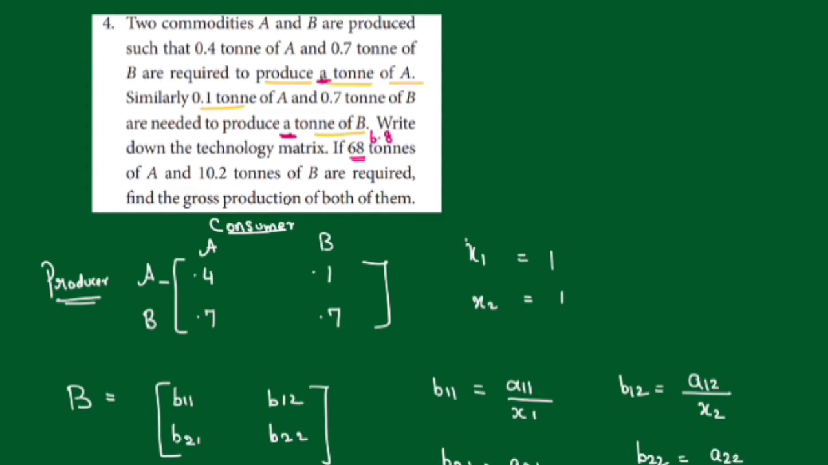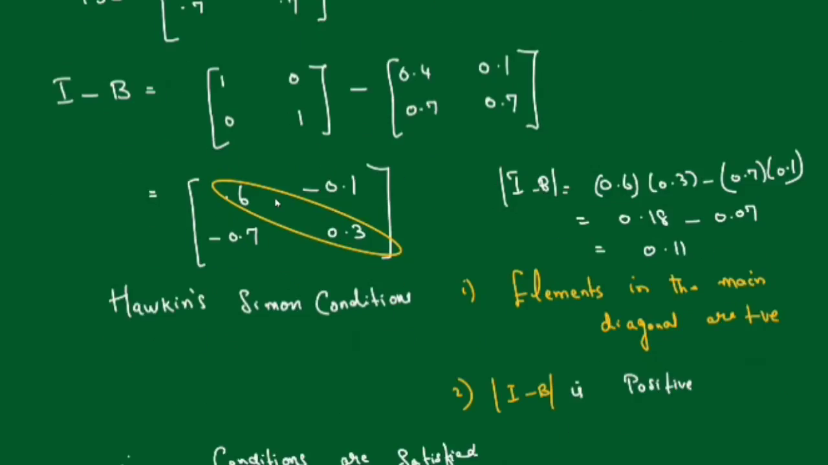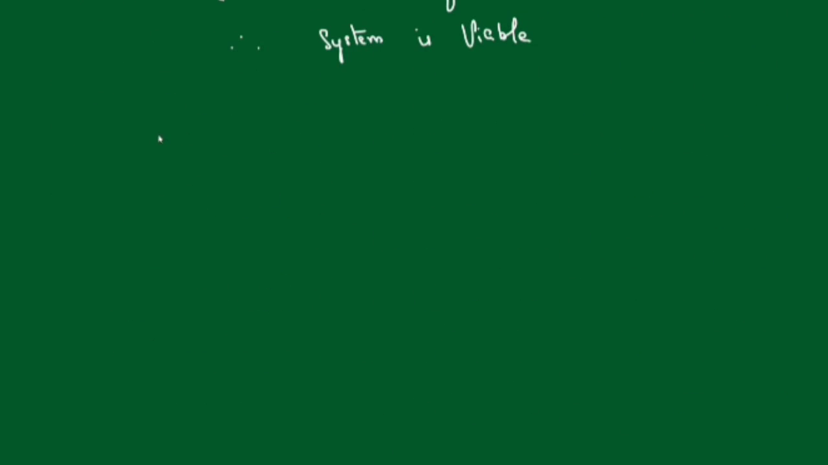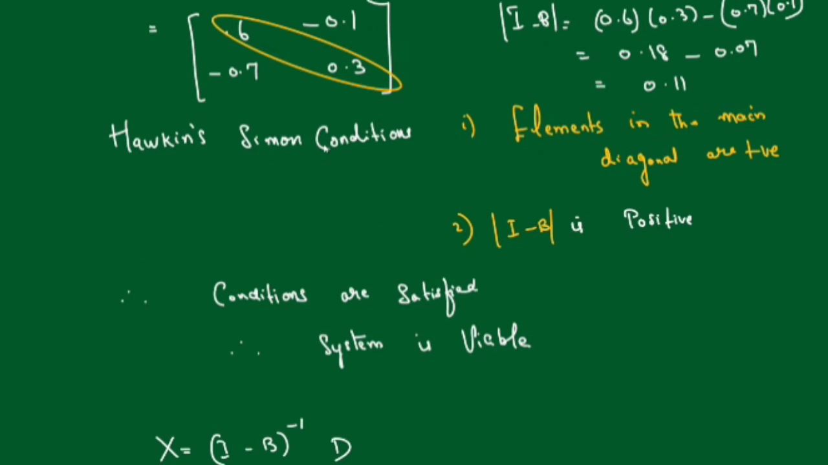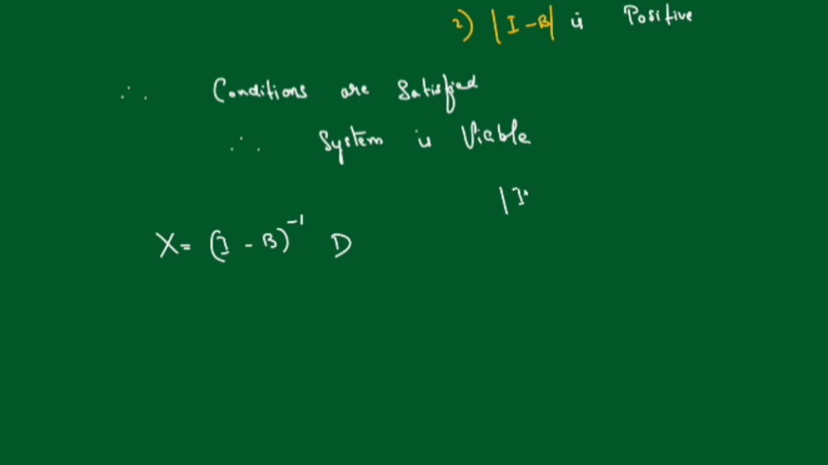Find the gross production of both of them. That's the question. So gross production X is equal to (I minus B) inverse into the final demand. So the determinant of I minus B is not equal to 0. The determinant of I minus B is 0.11. It is not equal to 0. Therefore, we can find the inverse.